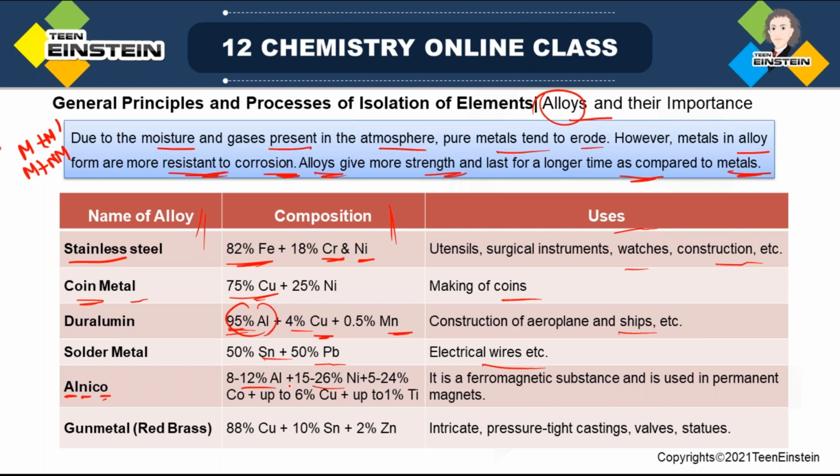Now see here how many metals we have: aluminium, nickel, cobalt, copper, titanium, total 5 metals. It is a ferromagnetic substance used in permanent magnets. Then gunmetal, which is also known as red brass. Now sometimes you will get a question where the name will be given and it will be asked which metals are present. So it is not always necessary to remember the exact percentage, and that is also very difficult, but just try to remember what the components are. Fine. So in gunmetal mainly it is copper, but we also have the presence of tin and zinc.